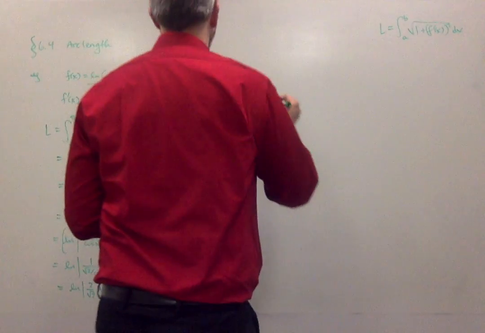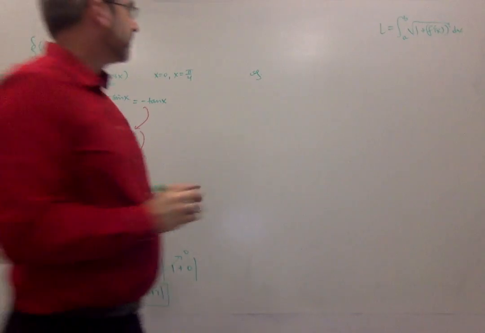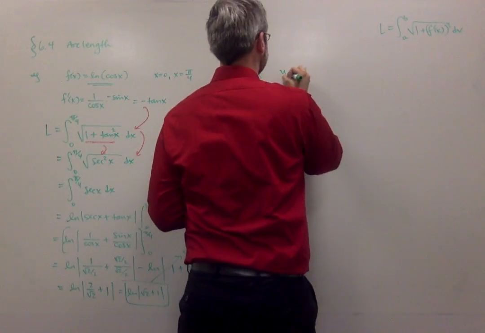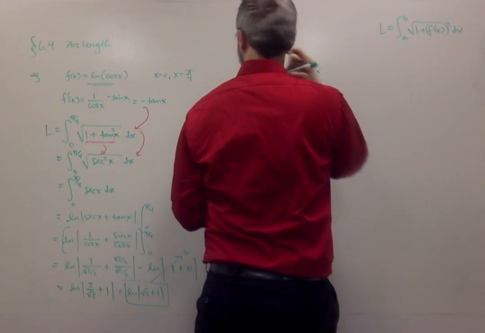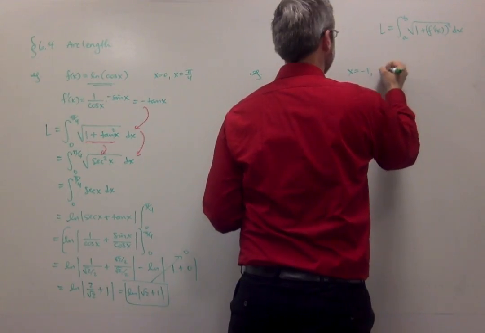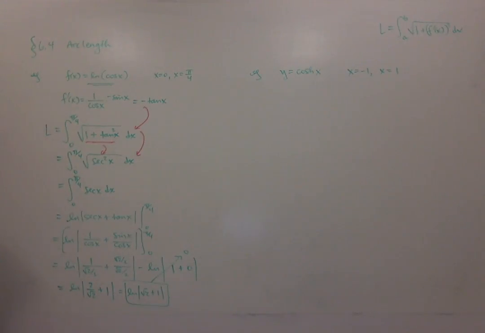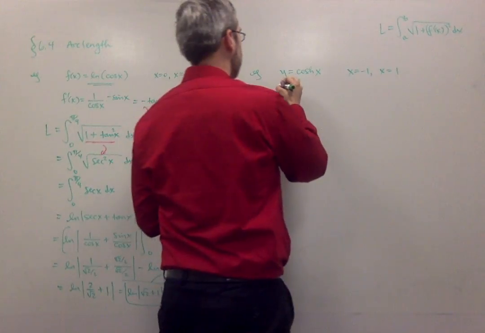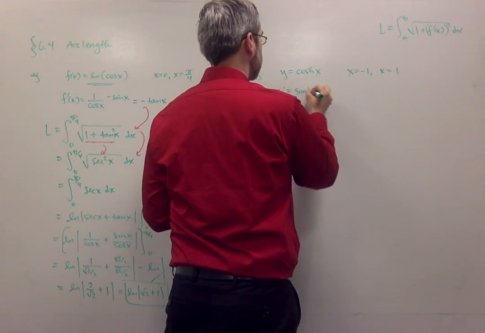All right, one last example here. Let's do cosh, from x equals -1 to x equals 1. Or f of x, whatever. So we need the derivative. So the derivative of cosh is sinh.